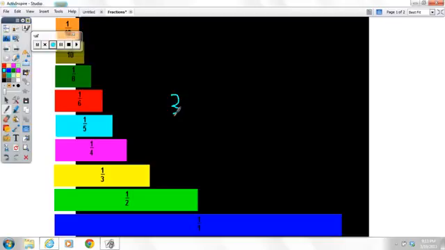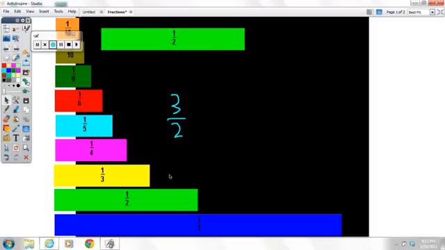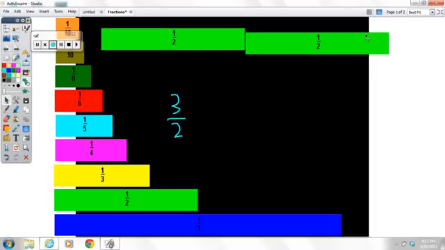Well, what we've done so far is we've taken improper fractions and turned them into mixed numbers. For example, 3/2 is an improper fraction. Well, what would 3/2 be as a mixed number? Well, I would have to take 3/2 pieces.